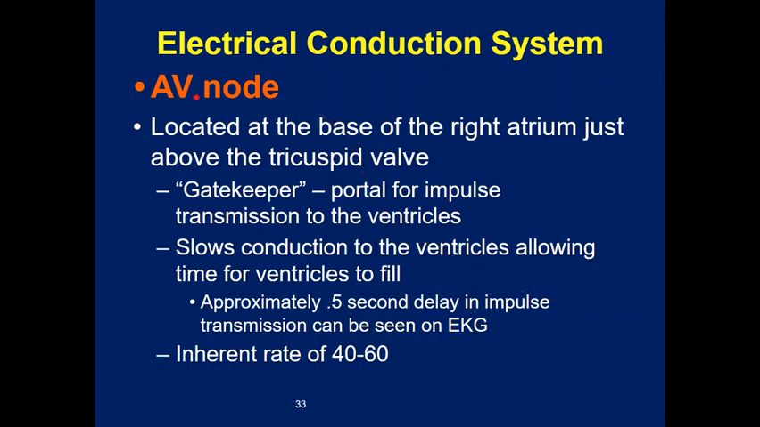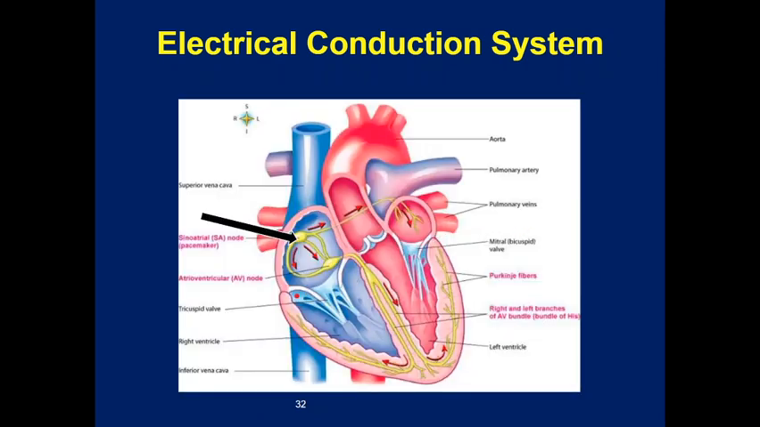So I mentioned the AV node at the base of the right atrium next to the tricuspid. It's kind of a gatekeeper for impulses to the ventricles. So this is important to note. So remember I said all of these valves are in the same plane. This picture doesn't really do it justice, but all the valves are in the same plane. And I talked about how the valves are kind of a membranous, fibrous structure. So electricity can't go through the valve, and the heart muscle isn't in contact with each other in these sites.